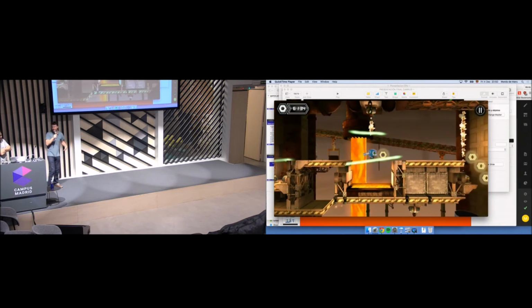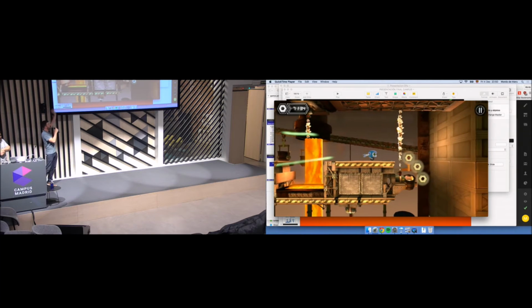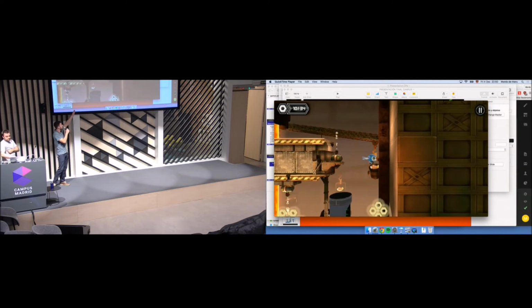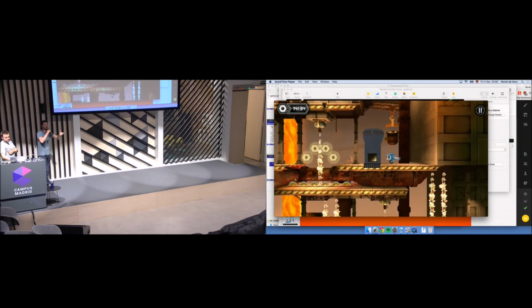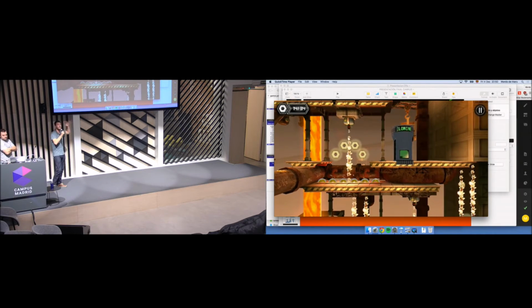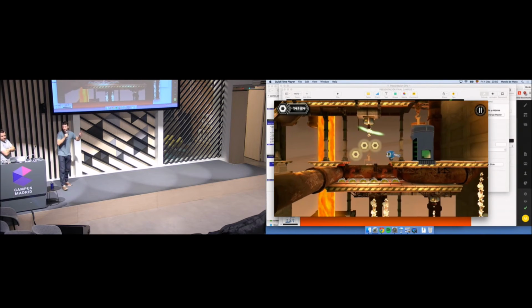So, basically here, as I said, we have molten steel, rusty materials, and big buckets dripping the molten steel, so things that you would actually find on a real foundry.